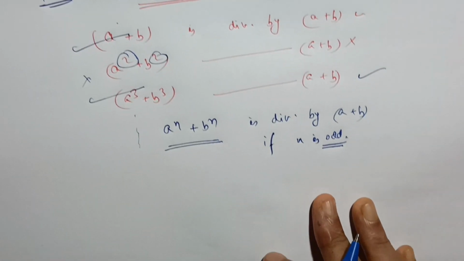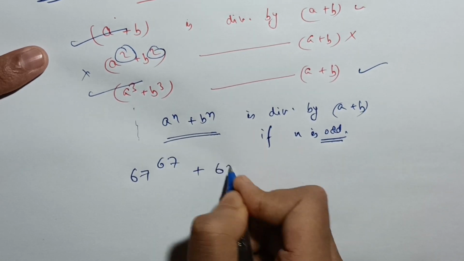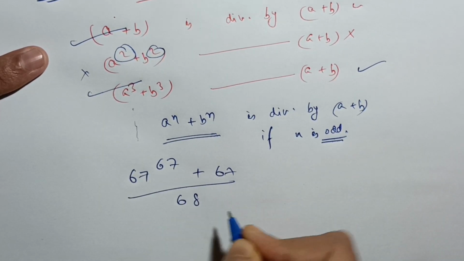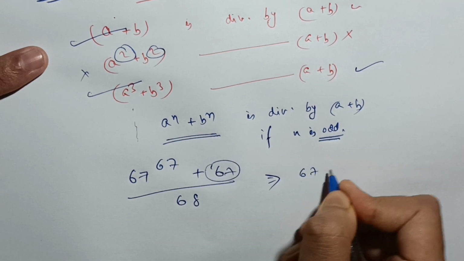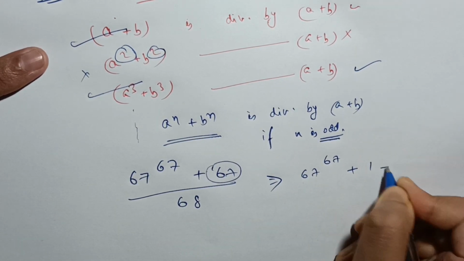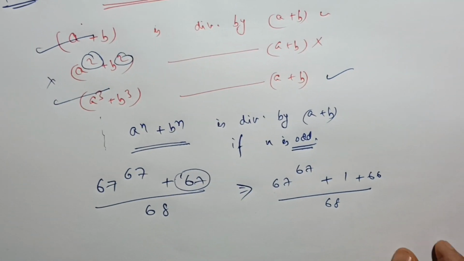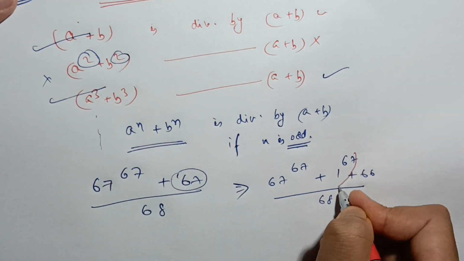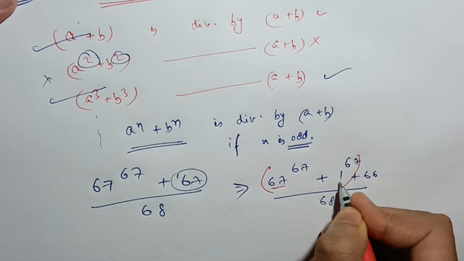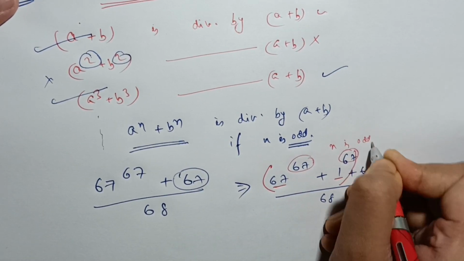So we have 67 raised to the power 67 plus 67 divided by 68. Now what I can do is take 1 from here. So 67 raised to the power 67 plus 1 plus 66, right? Now can I write 1 as 1 raised to the power 67? Any power of 1 is going to give me 1. Now if you notice here, this is a pattern. This is a, this is b, and this is n. And n is odd, right?